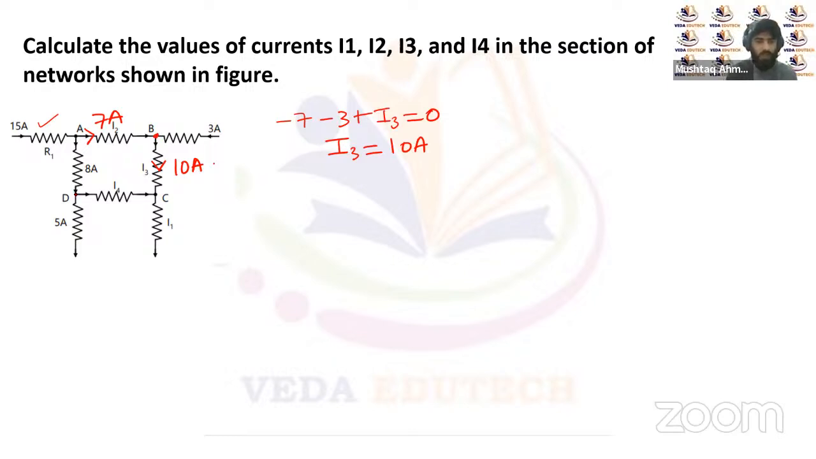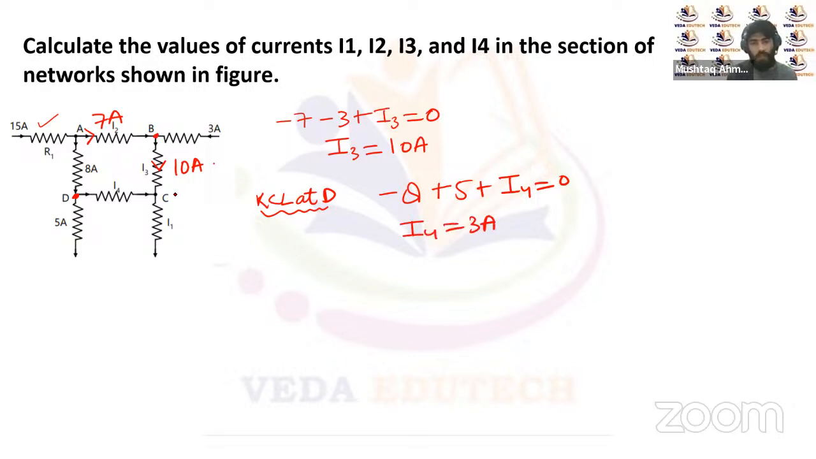Now let's look at this junction D. At junction D, you can see that 8 ampere current is entering, and 5 amperes of current is leaving. Now, how much current is I4? We can apply KCL at D. The current entering D is 8 amperes, so we write minus 8, and the current leaving is I4 and 5 amperes, so plus 5 plus I4. That should be equal to 0.